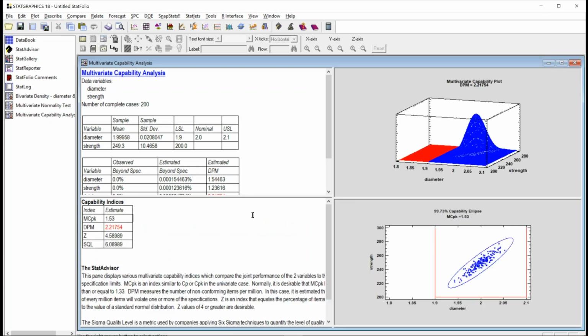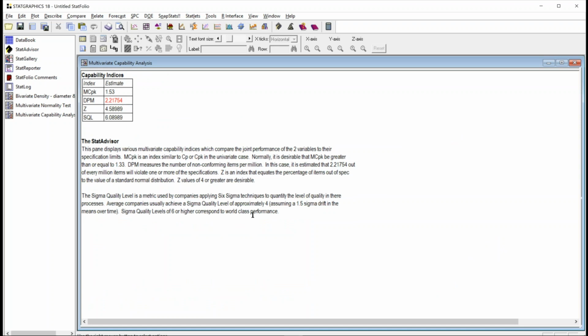Now there's also one thing I wanted to show you down here. It's the estimate of the defects per million, but also the estimate of MCPK. Once I know the joint defects per million, I can estimate Z-min. It turns out to be about 4.6. And I can also estimate MCPK. It turns out to be 1.53.